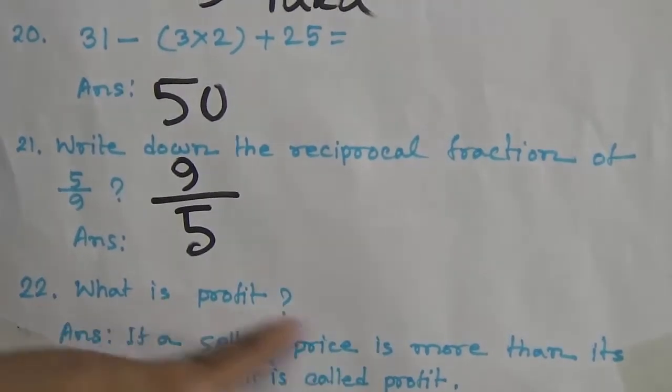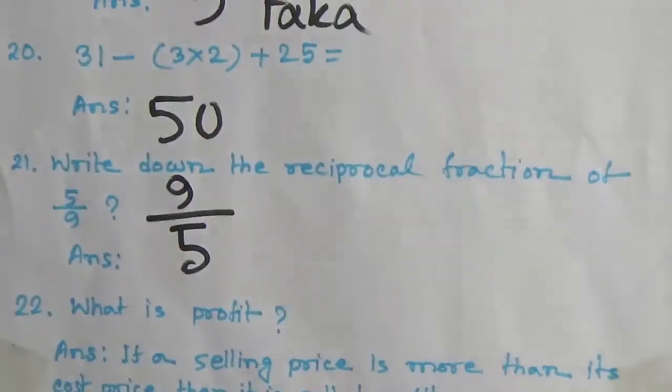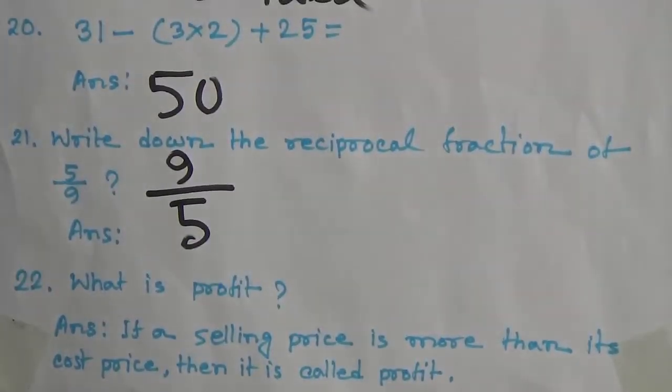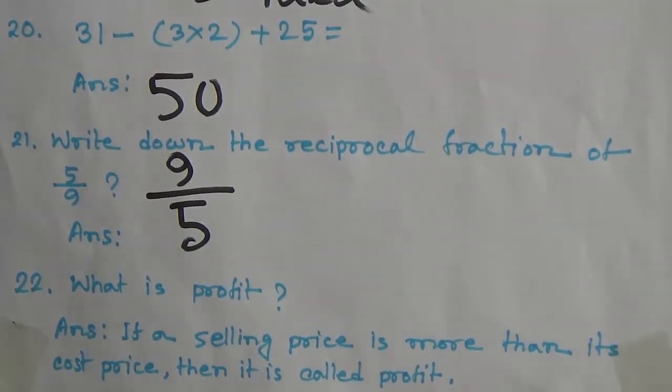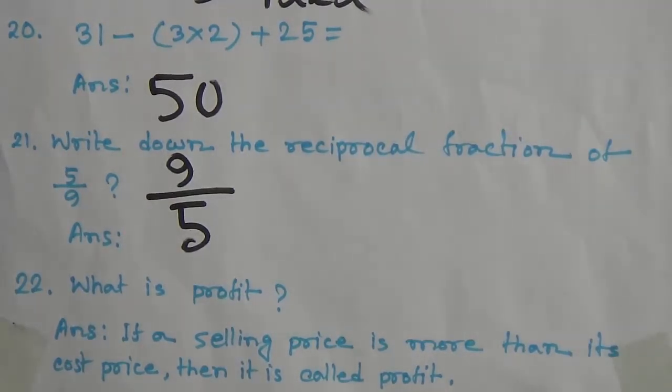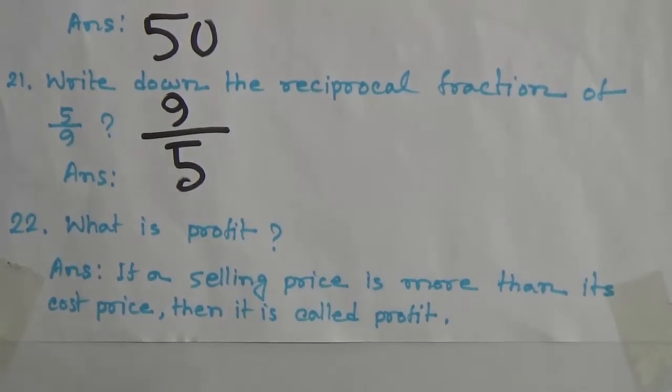22 number question. What is profit? My dear student, a product has two prices. One is cost price and another one is selling price. When selling price is greater than the cost price, then what will happen? Profit will happen. But when selling price is smaller than cost price, then what will happen? Loss will happen. So what is profit?